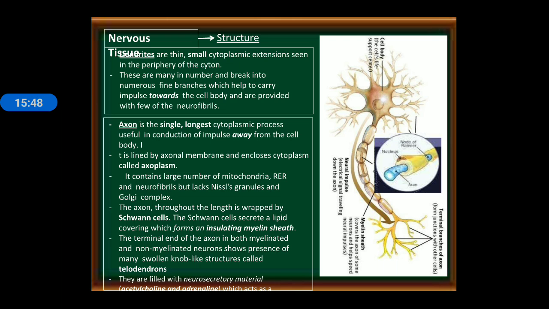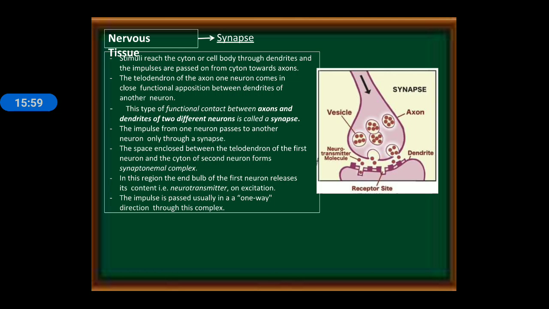Throughout the length of the axon, Schwann cells are present, and Schwann cells secrete a lipid covering known as the insulating myelin sheath. If the myelin sheath is present, it is known as a myelinated neuron, and if it is absent, it is known as non-myelinated. The gap between two neurons is known as a synapse. The synapse is the functional gap, and in this gap neurotransmitter is released so that the message can be transferred from one neuron to the next neuron.